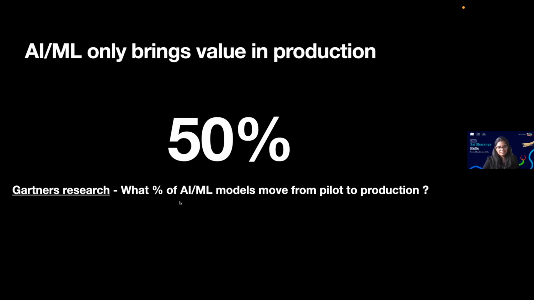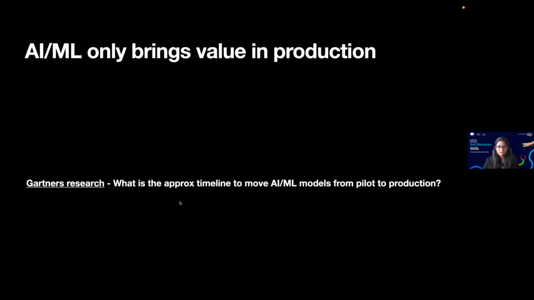And then there's another quiz question, again, the same research by Gartner. What do you think is the approximate timeline to move the machine learning models from POC to production? You could talk about it in terms of months or years or days or weeks. I'll see who has the closest answer. Okay. Did someone Google it? But yeah, the answer is 9 months.